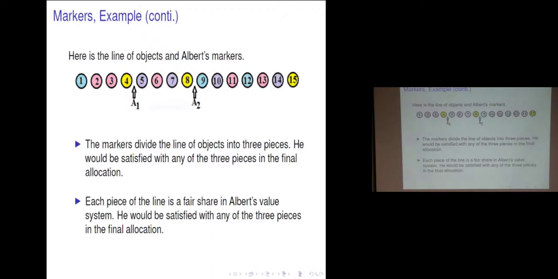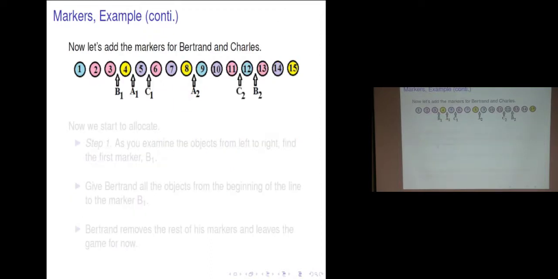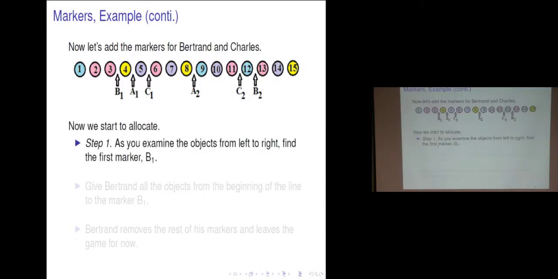So Albert plays here. Now player B and player C will do the same. Let's assume they place markers like this. Just now we have A1 here, A2 here, right? So maybe B puts the marker here and the second marker there, and C like this. Okay, so it's possible, right? So we have something like this. After they put the markers, we start to allocate.